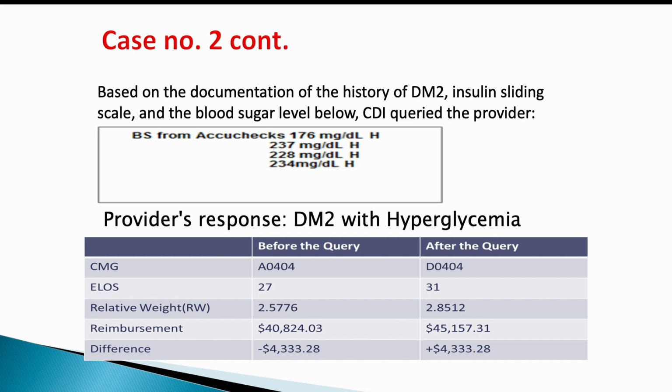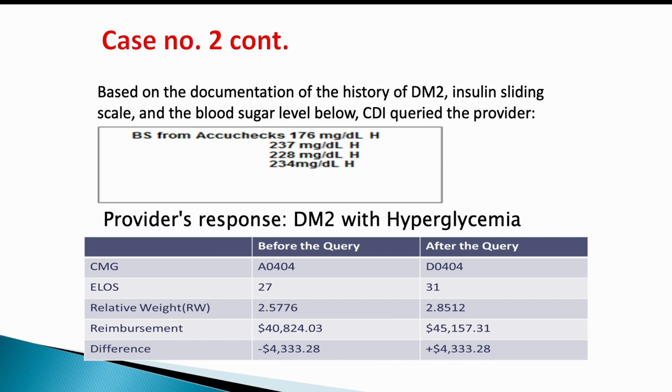Based on the documentation of the history of DM2, insulin sliding scale, and the blood sugar levels below, CDI queried the provider. Blood sugar from acute checks as follows: 176 mg/dL, high. 237 mg/dL, high. 228 mg/dL, high. 234 mg/dL, high. Provider's response, DM2 with hyperglycemia.